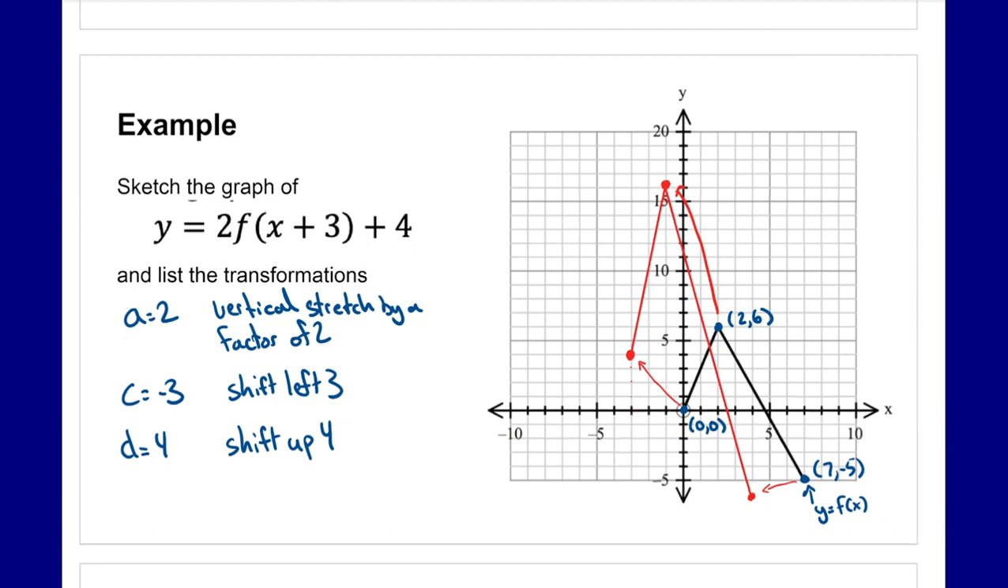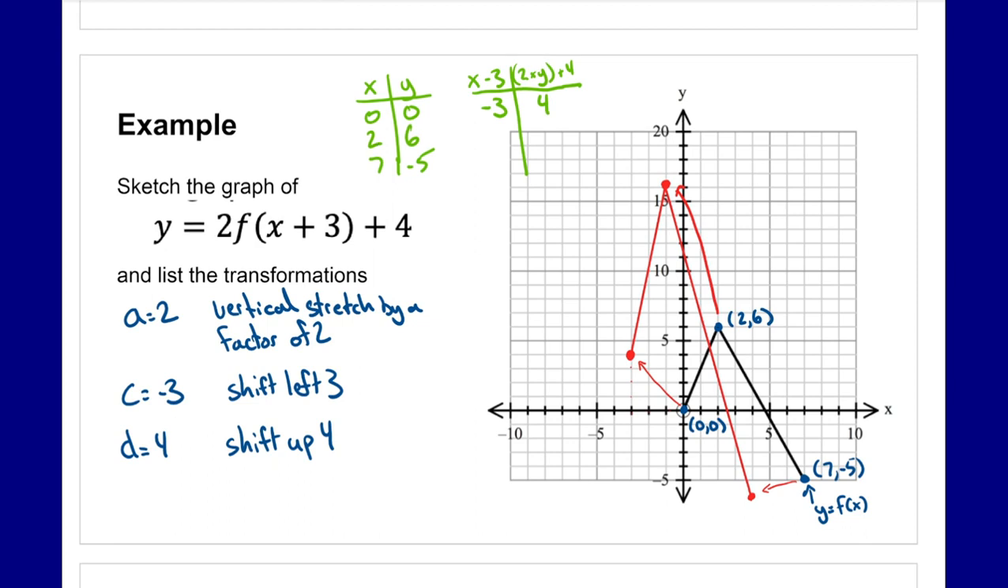If you don't like doing it like this and you prefer it more analytical, again, you could create the 2 tables of values. I'll do it up at the top here, x, y. So our original function had (0, 0), (2, 6), (7, -5). Our new function would be x plus -3, or x minus 3, and our y value would be 2 times y plus 4. So we can take our x values. 0 minus 3 is -3. 0 times 2 is 0, plus 4 is 4.